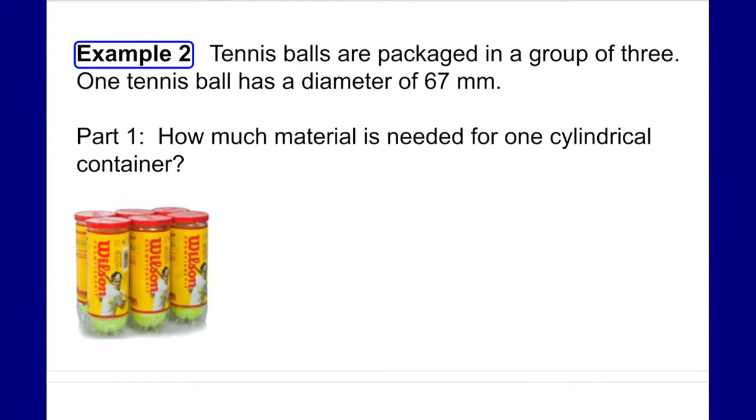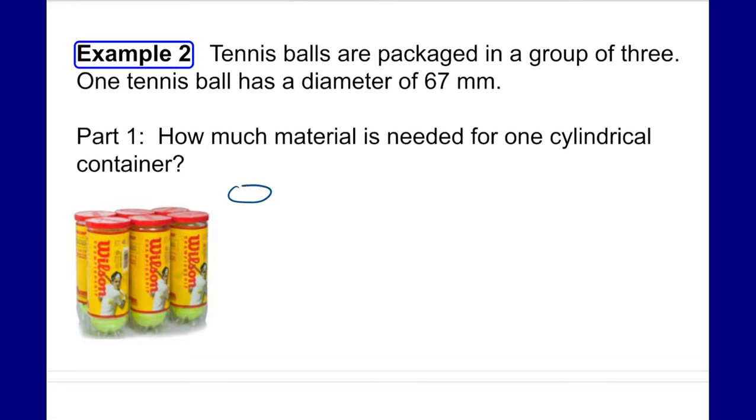Example 2. Tennis balls are packaged in a group of 3. One tennis ball has a diameter of 67 millimeters. How much material is needed for one cylindrical container? So we could look at this or break this down.